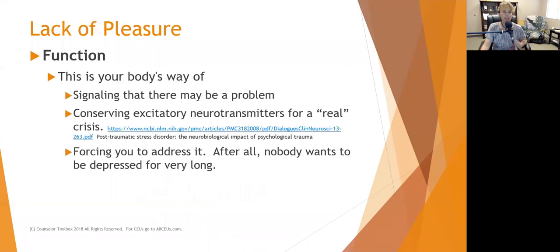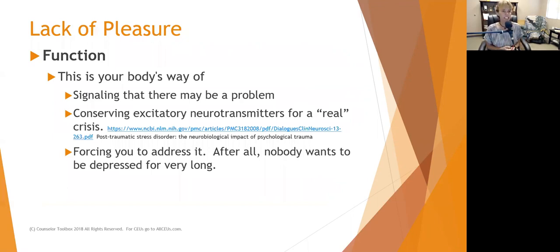The function of lack of pleasure, because every symptom has a function, is that it's your body's way of signaling that there might be a problem and conserving excitatory neurotransmitters for a, quote, real crisis. If you're under stress for too long, remember we talked about this on Tuesday, the body eventually says, this is not winnable. There is no sense throwing good energy after bad. So I'm going to rein it in, and I'm going to save my energy for the future.